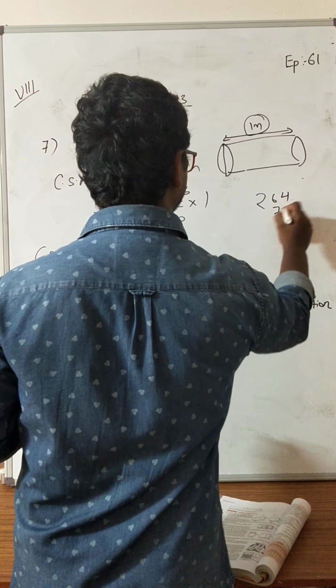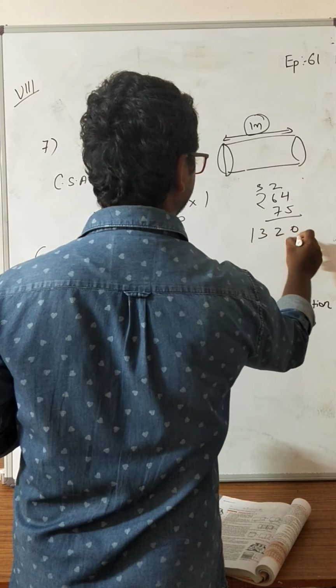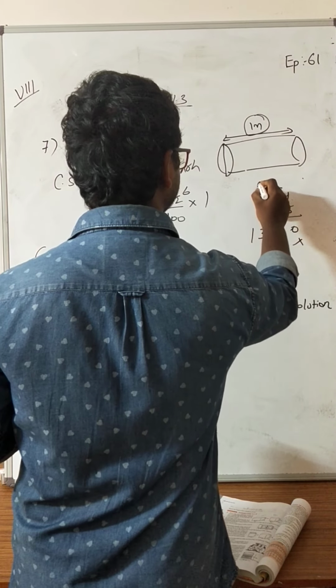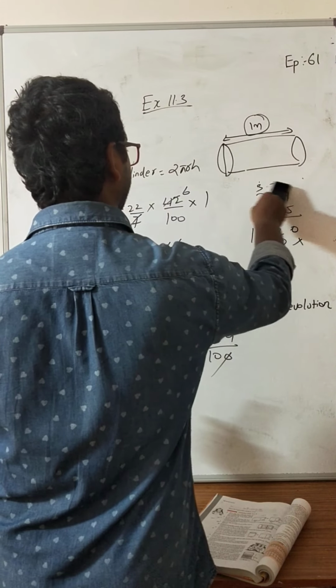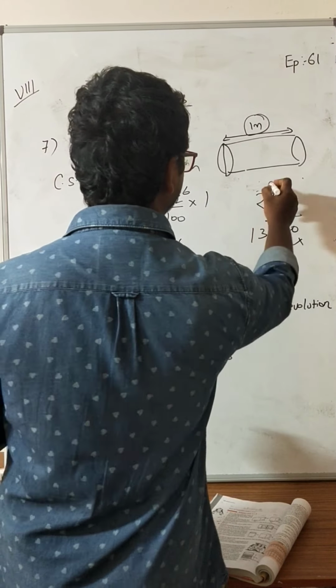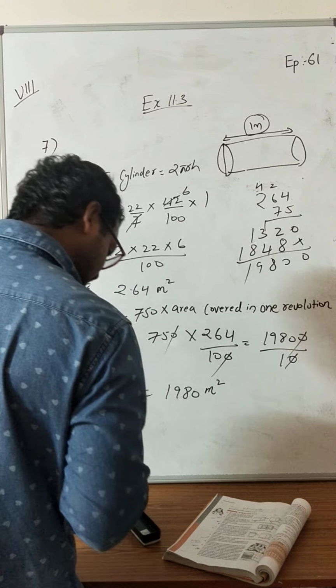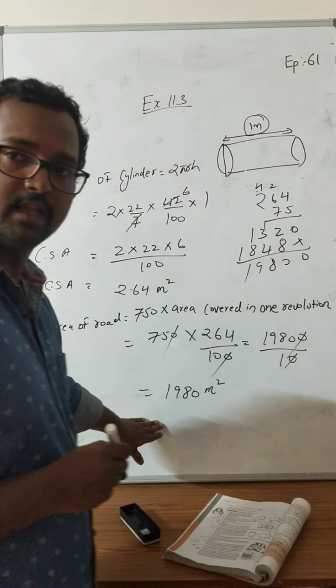264 into 75, multiplying step by step, we get 19800 divided by 10. So we are getting 1980. So the answer that we are getting is 1980 meter square. So the area of the road is 1980 meter square.